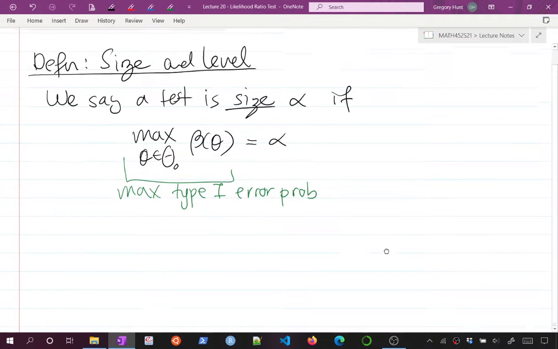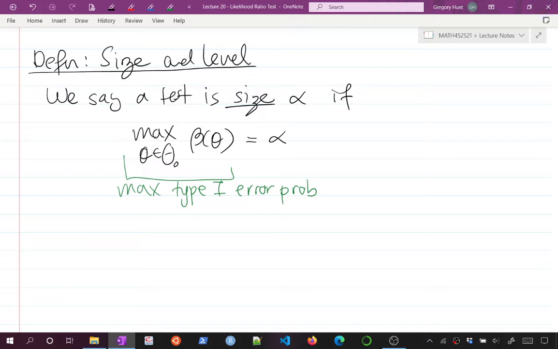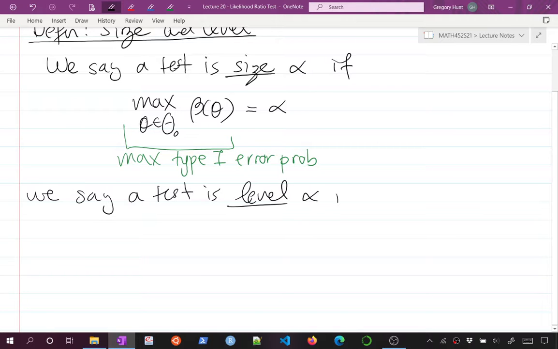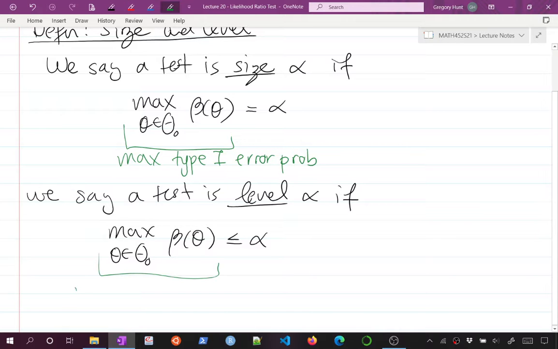And so ideally, we'd be able to find a size alpha test. Sometimes we can't. And so what we look at instead is we look for a level alpha test. We say a test is, quote, level alpha if this maximum type 1 error probability is not more than alpha. So again, this thing is our max type 1 error probability.